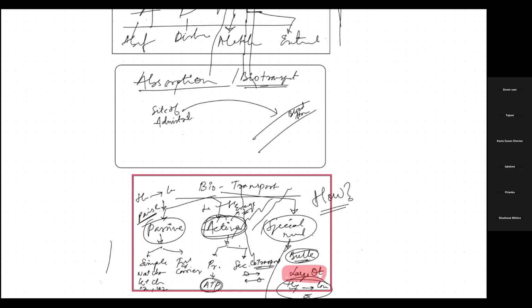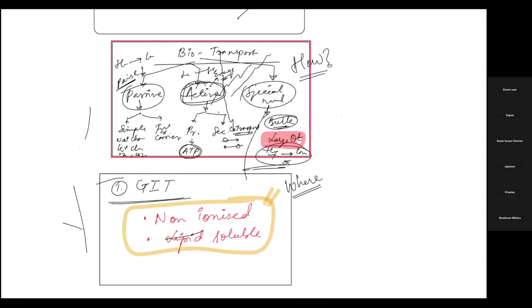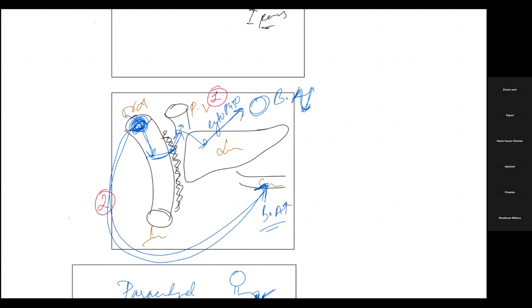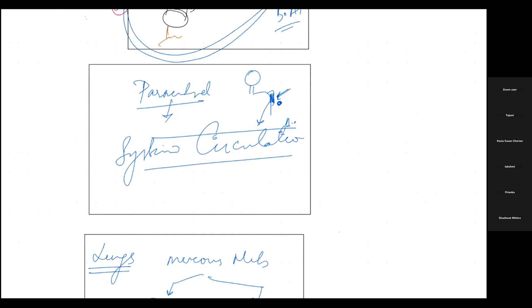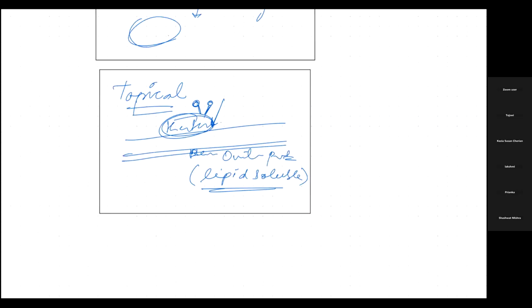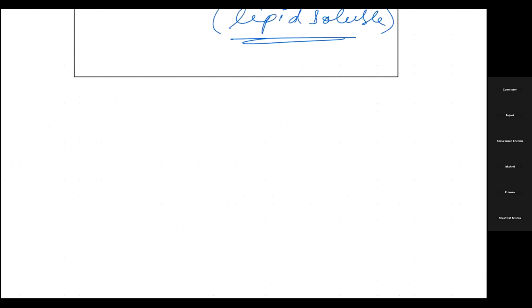Then we learned the ways of transport, how it happens, and where it happens. Either in the GIT, where we learned about first pass metabolism or bypass of the first pass metabolism, then parenteral, then lungs, then topical. So this was all about absorption. Now it's time to go towards another part of ADME, that is distribution.